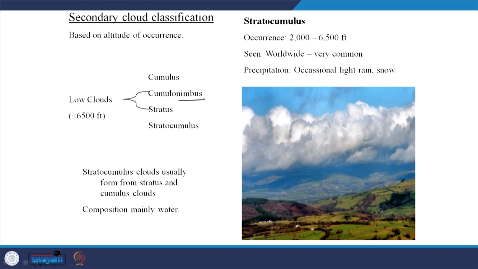So one of those is the stratocumulus cloud. It is a very commonly seen type of cloud that you can see anywhere. Precipitation is occasional. You do not expect heavy rains if you see this type of cloud in the sky, right? And they are mainly composed of water. So depending on the altitude of occurrence, of course, the content is already decided. That means, what can be the primary content? Is it going to be water or is it going to be ice, right?